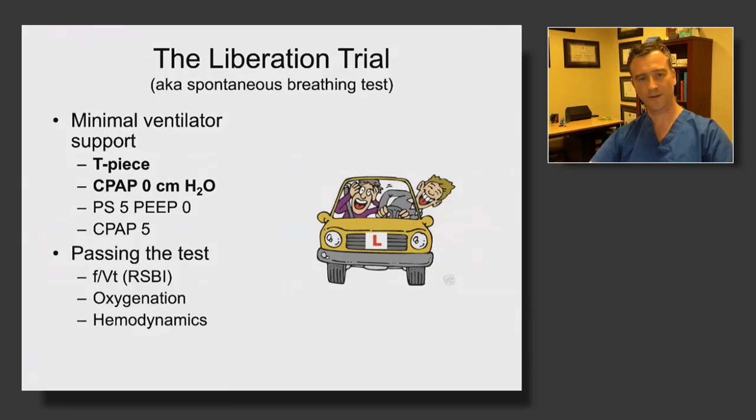And I should point out that this test is really validated for the true minimum ventilator support level, or CPAP of 0. That's when the rapid shallow breathing index is most reliable. And typically what we want to see is that a patient's rapid shallow breathing index is less than 100 to say that they're probably going to do well after being extubated and can survive without ventilator support.